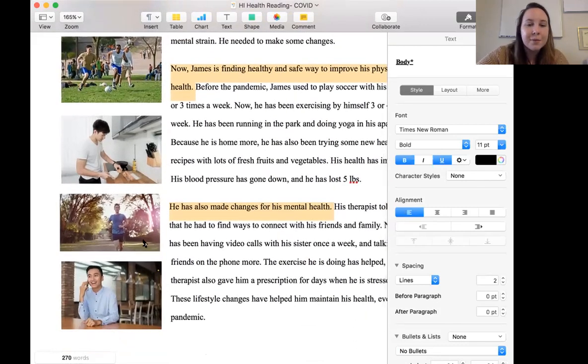The fifth picture, he is outside. He is running outside, running or jogging in the park, maybe. And the last picture, talking on the phone. He looks happy in this picture.